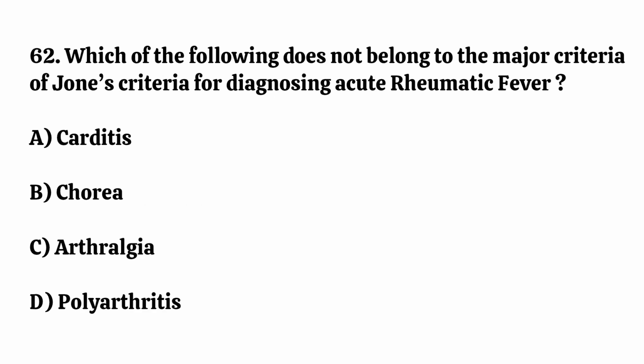Next, which of the following does not belong to the major criteria of Jones criteria for diagnosing acute rheumatic fever? A. Carditis, B. Chorea, C. Arthralgia, D. Polyarthritis. Answer is option C. Arthralgia.